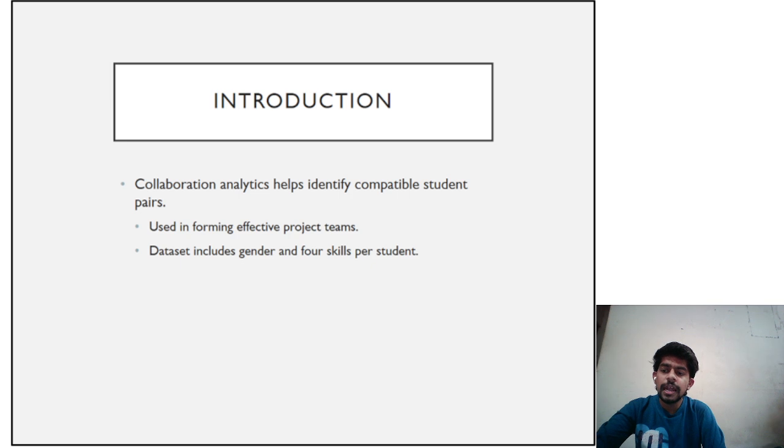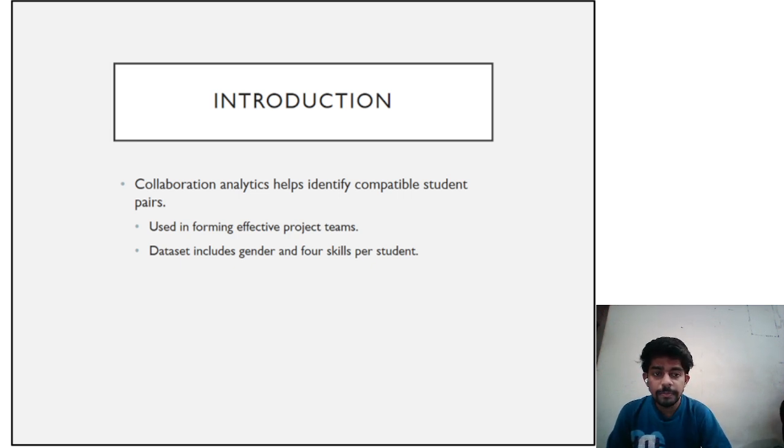So collaboration analytics is a method used to understand how well people can work together in teams. It helps us identify compatible pairs, reduce conflicts, and improve team performance. In this task, our goal is to analyze collaboration among students using skill-based and gender-based data. Through this, we can decide which pair of students would collaborate best in a project scenario.